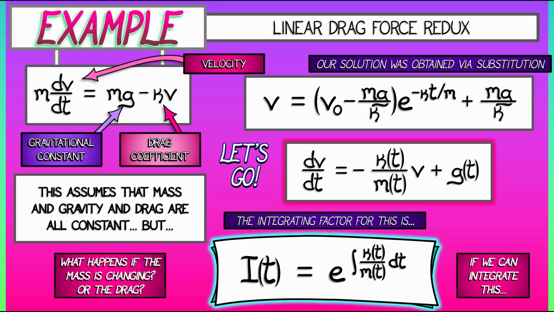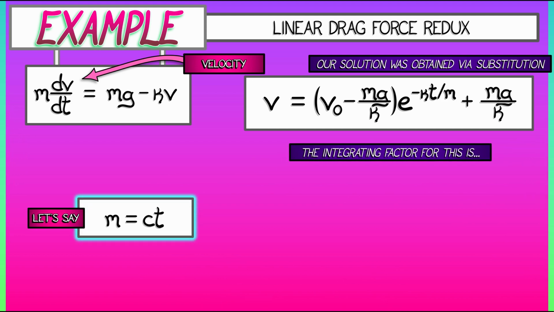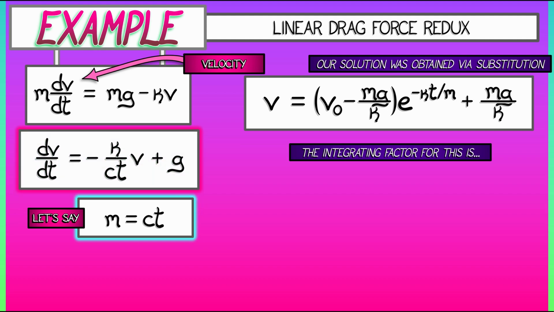The mass is changing. Let's say that that mass is modeled as c times t for some positive constant c. Let's keep gravitation a constant, the drag coefficient a constant. This gives us a differential equation, dv/dt equals minus kappa over ct times v plus g. Now we can solve this with an integrating factor.